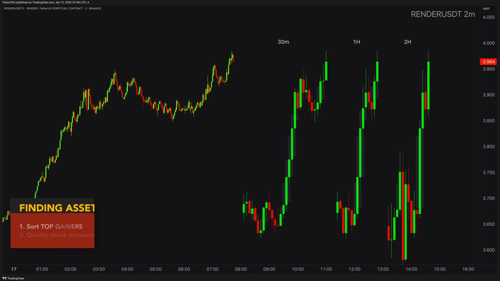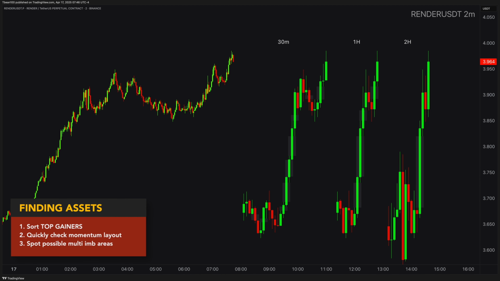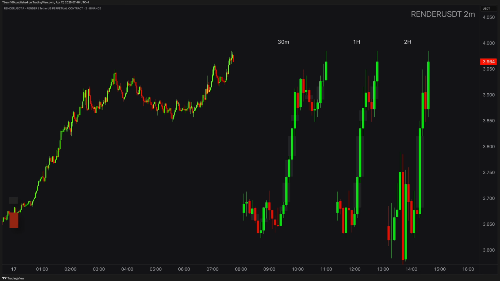However, the question is, how did we find out about this coin? It did not magically appear on our computers. It is so simple. We just sorted the top gainer coins, and we had a quick momentum layout check with our lovely indicator. This showed us this magnificent trade zone, a multi-level imbalance zone on the top gainer coin. That's it. This is how we found out about this coin in under 5 minutes. Now, all we need to do is observe the entry area and talk about possible entry in the lower time frames.